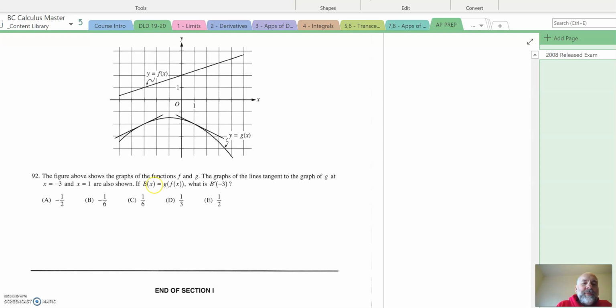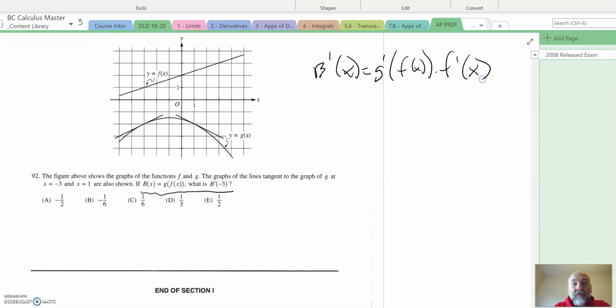So this is a great example of trust the symbols. It says b of x equals that thing. What's b prime of that? I have no idea how to use this stuff up above right now, but I'm just going to jump into it and say, well, I need b prime of negative 3. Well, okay. So b prime of x is g prime of f of x times f prime of x, just using chain rule. So b prime of negative 3 then has to be g prime of f of negative 3 times f prime of negative 3.